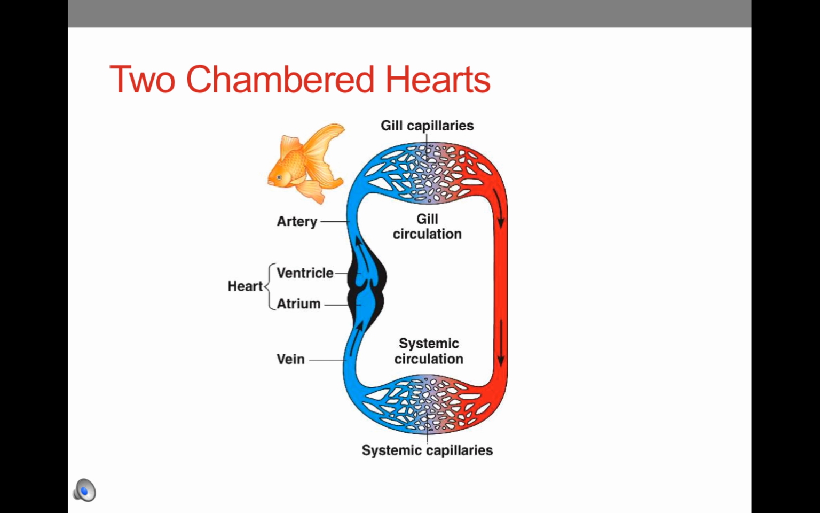Fish with two-chambered hearts have a systematic circuit for blood. The heart pumps blood to the gills, where it is reoxygenated, and then the blood flows back into the body and into the heart.